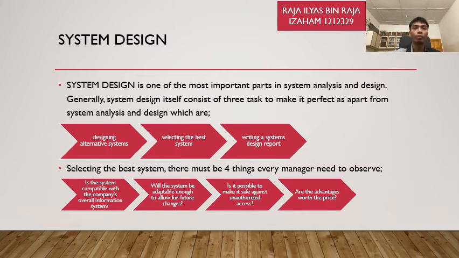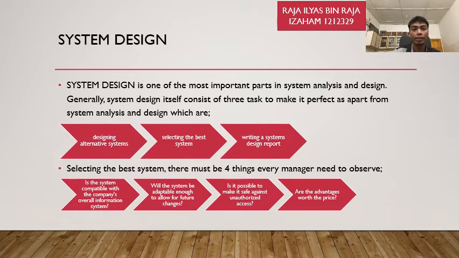System design is one of the most important parts of system analysis and design. Generally, system design itself consists of three tasks to make it perfect. The first one is designing alternative systems, the second one is selecting the best system, and the last one is writing the system design report.